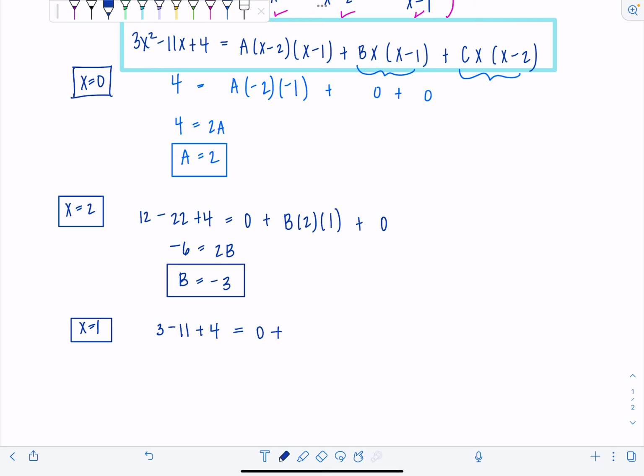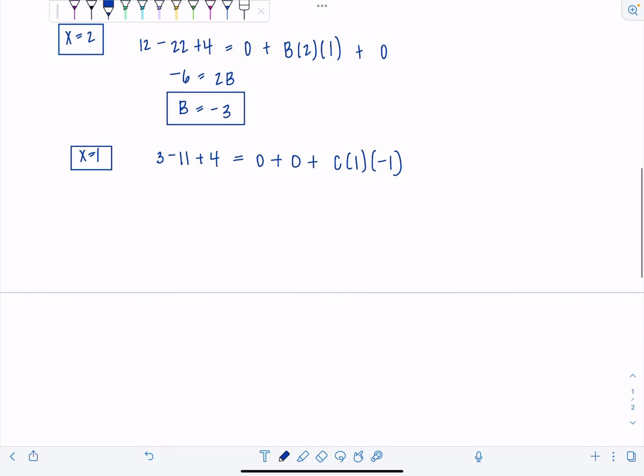Plus, again, x is 1, so this second term is also going to be gone. Plus, we have c times 1 times 1 minus 2, that's negative 1. All right. Now let's see, 3 minus 11, that's negative 8, plus 4, that's negative 4, equals 0 plus 0, that's going to be negative c left over on the right-hand side, which tells us c is equal to positive 4. Okay, great. That one wasn't too bad.